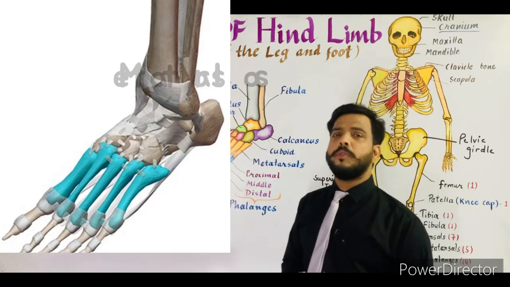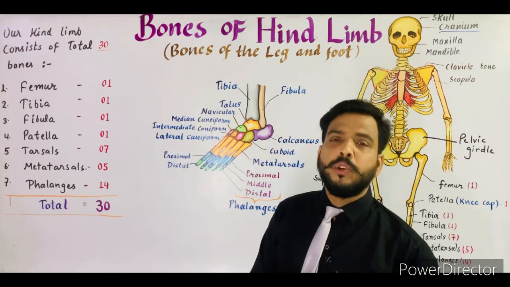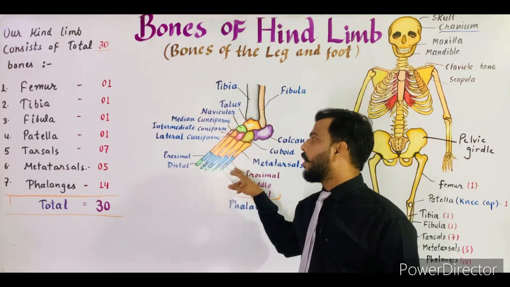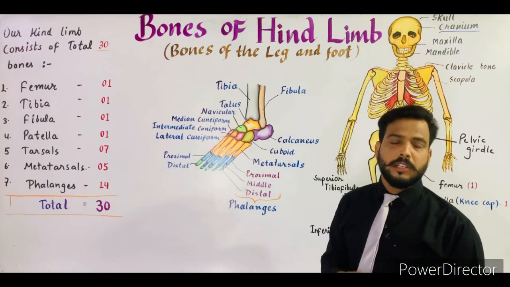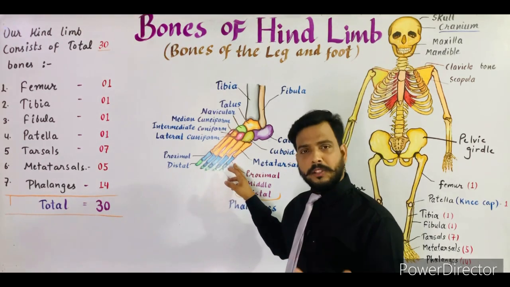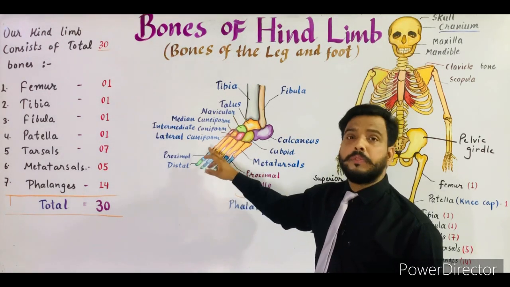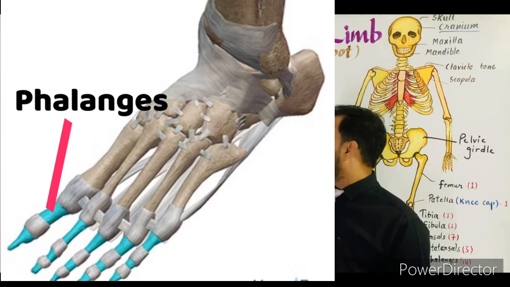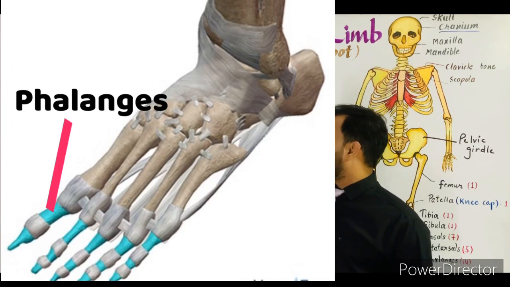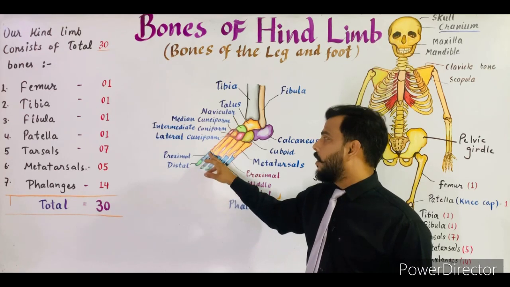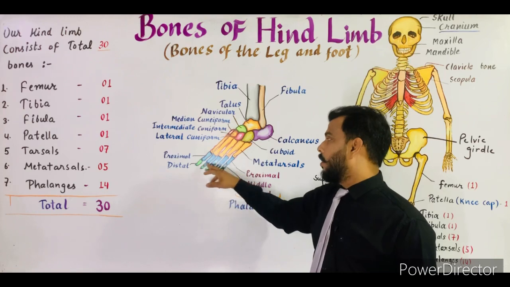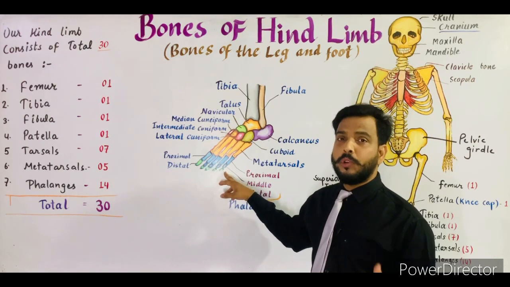After the metatarsals, we will talk about the phalanges bones, which form the toes, or you can say these are the toe bones. There are a total of 5 toes present in our hind limb. Each consists of 3 phalanges bones except the first one. The first toe, or the largest toe, or you can say the thumb toe, consists of only 2 phalanges, which are the proximal phalanx and the distal phalanx.